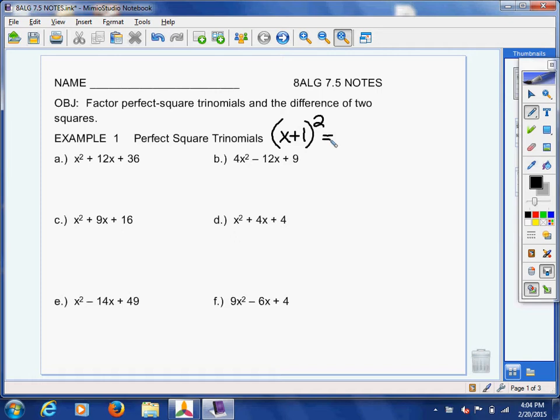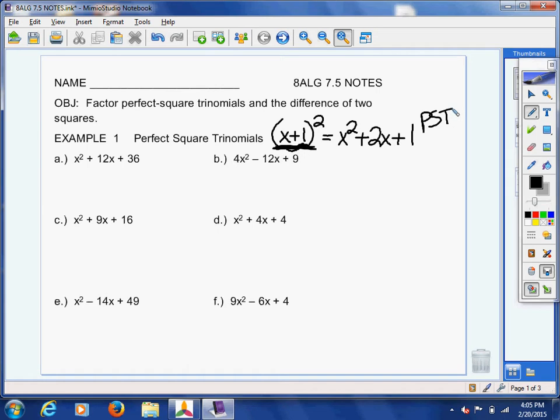We have a three-step shortcut that we learned in chapter 6. Here's our first step, square the x. Done. Here's our second step, multiply x times 1, then double that. So 1 times x is 1x, 1x doubled is 2x. Then square the second number in the quantity. 1 squared is 1. There's your perfect square trinomial. Okay? So that's what we learned in chapter 6, how to square a binomial to get this perfect square trinomial. I'll just shorthand it PST.